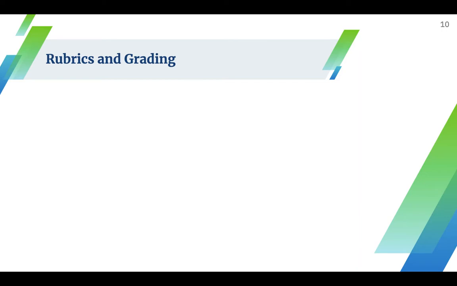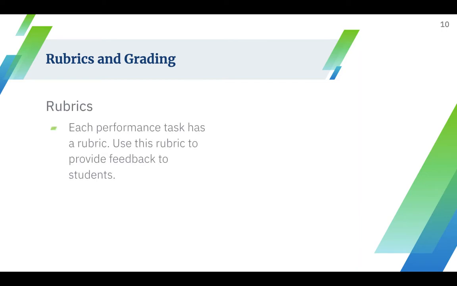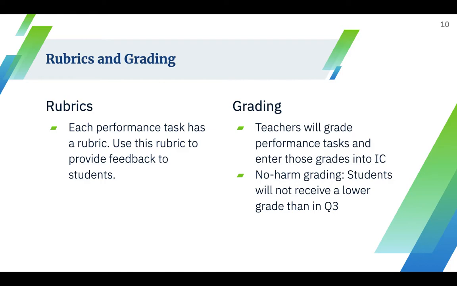Rubrics and grading. How will grading be done for Q4? First off, rubrics. There is a rubric included in the performance task so both students and teachers can see what they will be graded on and the feedback that you can provide. How grading will work is you will give a student a grade on their performance task. This is the only grade that will be entered into Infinite Campus for Q4.